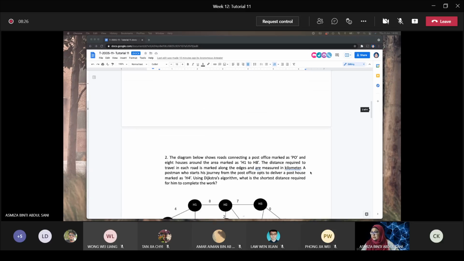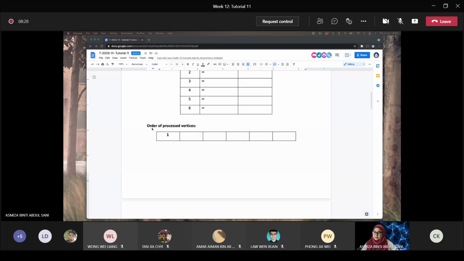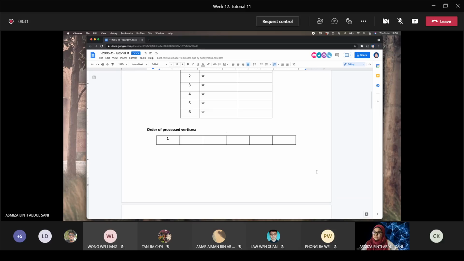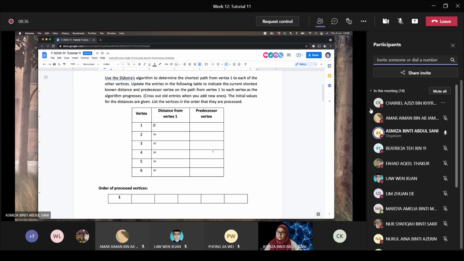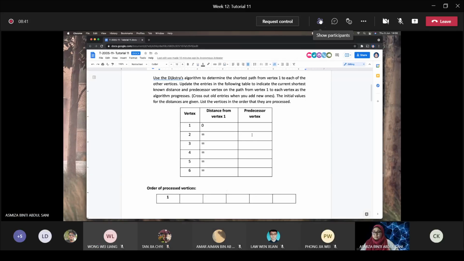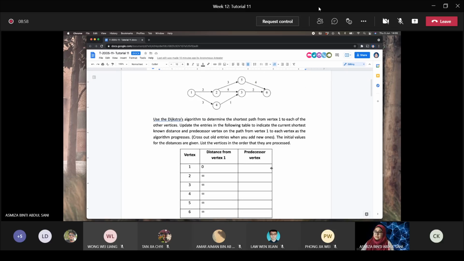So can anybody give me the answer? Maybe give me the answer for the order of processed vertices first, and maybe later I will show you step by step how you can fill up this table. Or maybe some of you have already got the answer, and it's fine if you provide it. Can I have anyone share the answer for question number 1? Do you remember Dijkstra, the relaxation of edges?